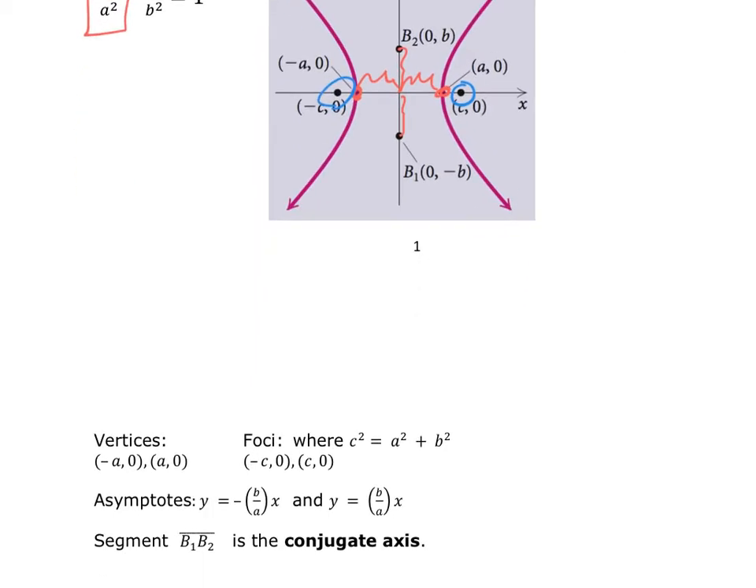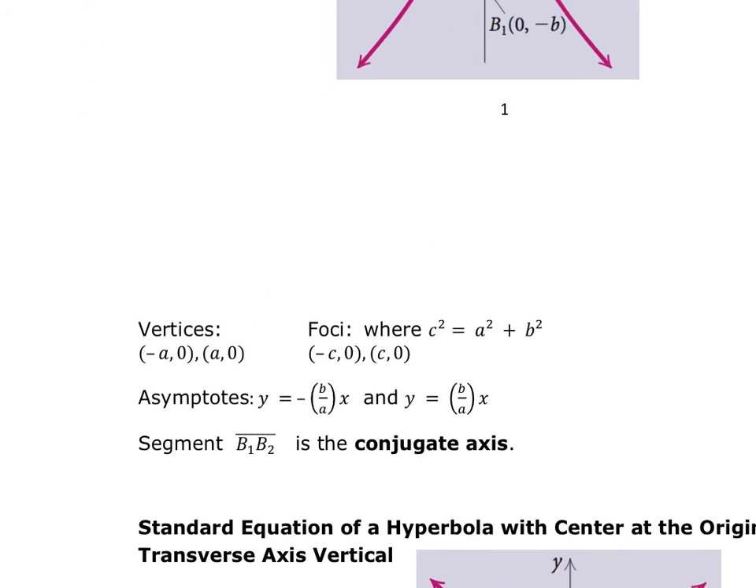So your vertices, when you're on the origin, if x is positive, will be plus and minus a, comma 0. We have foci, and that's basically just our regular Pythagorean theorem: a squared plus b squared is equal to c squared, where c is the distance from the center to the foci.